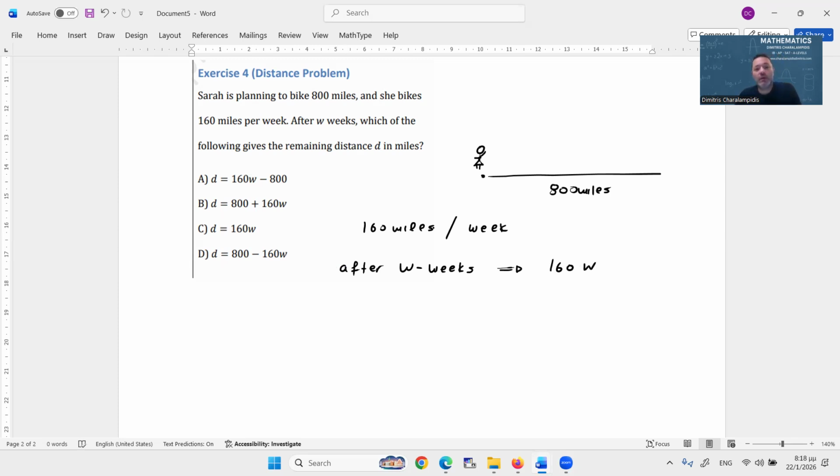Which of the following gives the remaining distance D in miles? So, after W weeks, she will have biked 160 times W, and the original goal was 800 miles. So the remaining would be what is left if from the 800 we take out this 160W. Then, by looking at the suggested answers, we can clearly see that D is the right choice here.